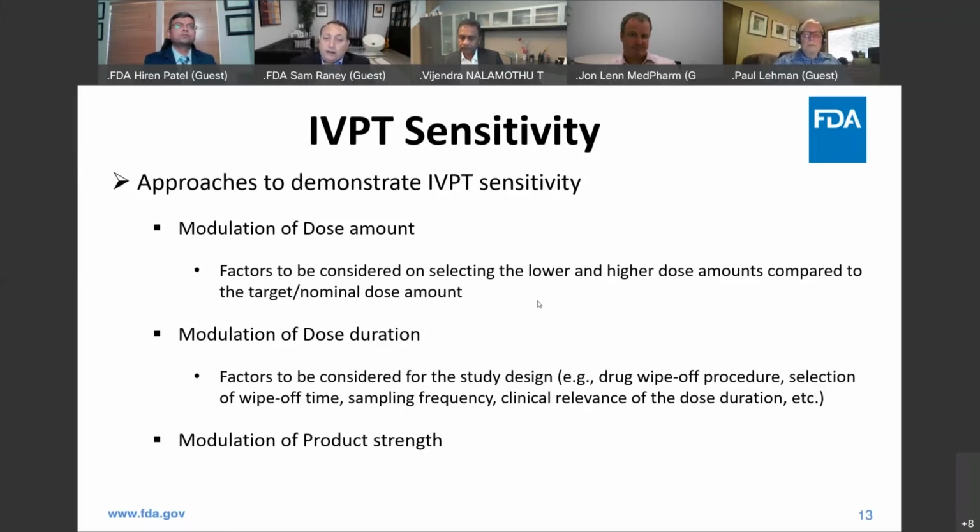Otherwise, my impression from the data we've seen is that modulating the dose with a wipe-off is actually quite an elegant study design for being able to get very nice IVPT profiles, and often to be able to compare products in a relatively shorter time frame. We've done this both with IVPT, in vitro, and we've also done the same studies in clinical situations. And I've been quite impressed with the data that we've seen.